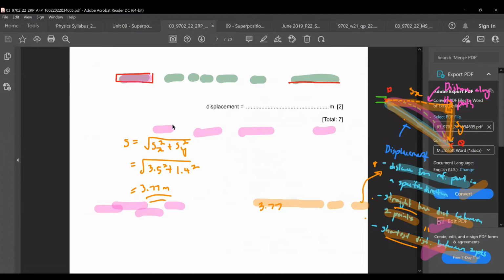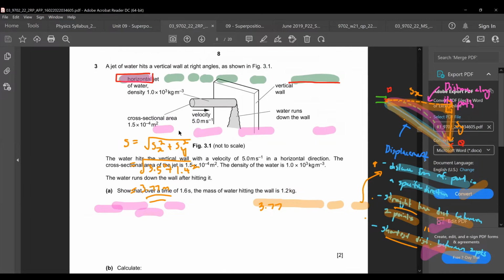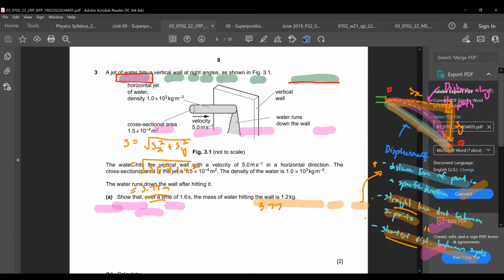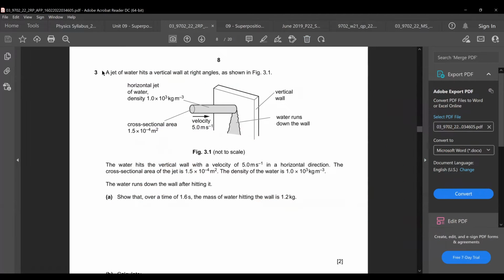This one is already a quarter of the paper done. This one is momentum, another topic. Now a jet of water hits a vertical wall at right angles as shown in figure 3.1. You have a horizontal jet of water with density 1000 kg per meter cubed. You have a cross-sectional area, a velocity, and a vertical wall, and then the water runs down the wall. The water hits the vertical wall with velocity 5 meters per second in a horizontal direction.